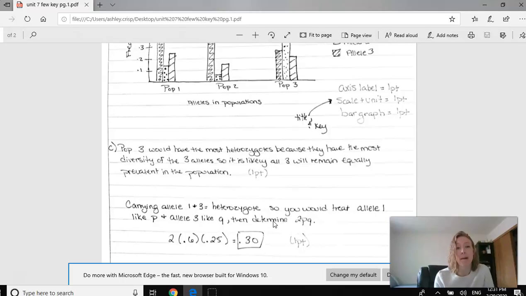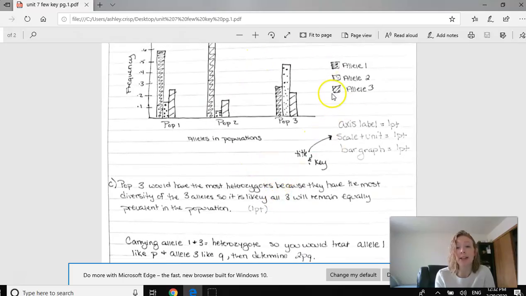But I do want to mention too, some of you said that you couldn't really tell because it doesn't tell you what is dominant and what is recessive. In this particular instance, that doesn't matter because anytime you're figuring out the heterozygote, you multiply P and Q together. So it doesn't matter which one is which in this instance. And it's specifically telling you allele 1 and 3. So essentially, those are your P and Q, whether it's P and Q or Q and P. To figure out the heterozygote, it does not matter.